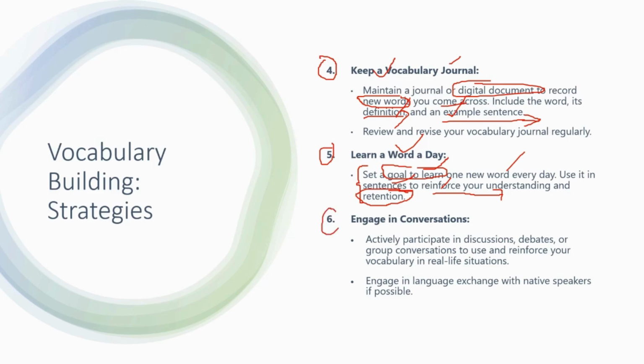The next strategy for enhancing vocabulary is engaging in conversation. The best and ideal way is to actively participate in discussions, debates, or group conversations to use and reinforce your vocabulary in real life situations. This is one of the important, and I think the most effective, ways: by discussing or engaging in conversation, you can retain your words and keep them in your mind, and they become part of your vocabulary. Also, engage in language exchange with native speakers if possible.